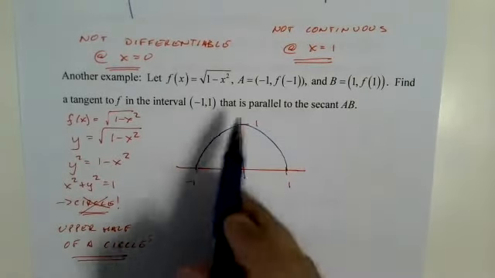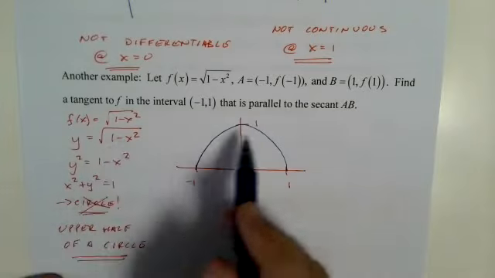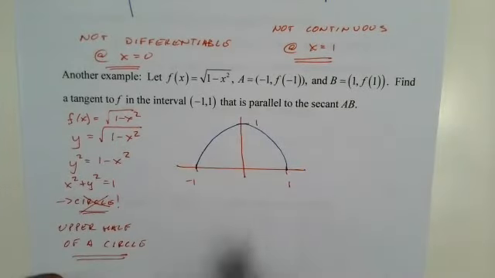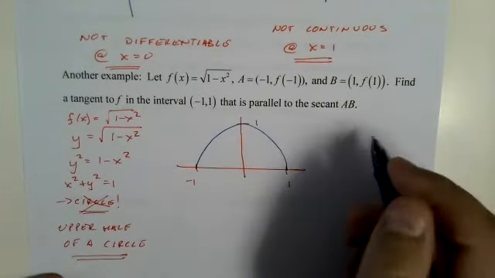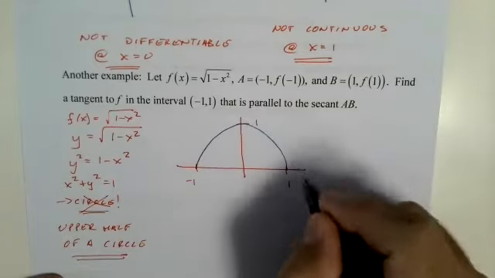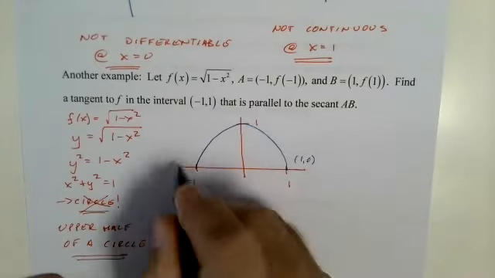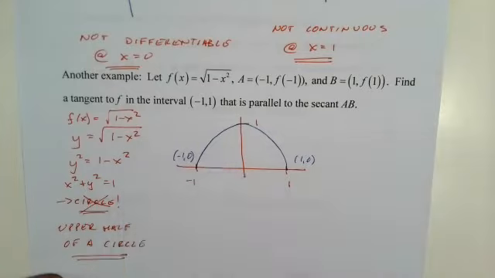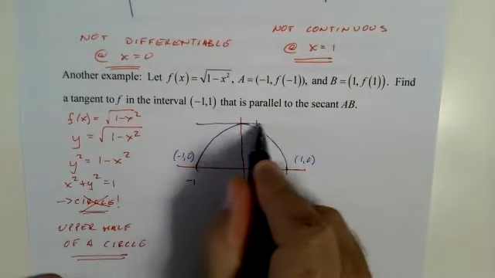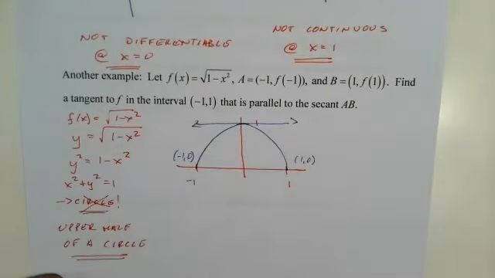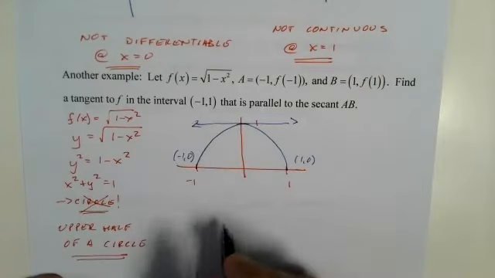All right, it says from -1 to 1, find a tangent that's parallel. So it says basically do the mean value theorem. When I plug in 1, I get 0, and that makes sense. 1 comma 0, and -1, I get 0. And it looks like it's going to be right there. But let's do a little calculus.